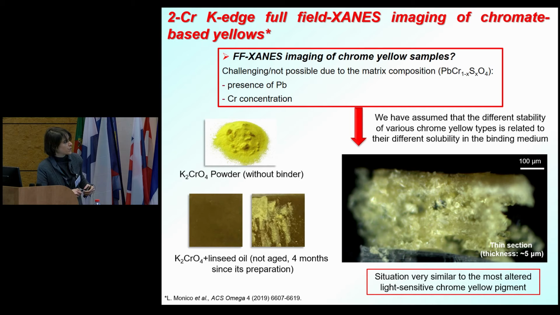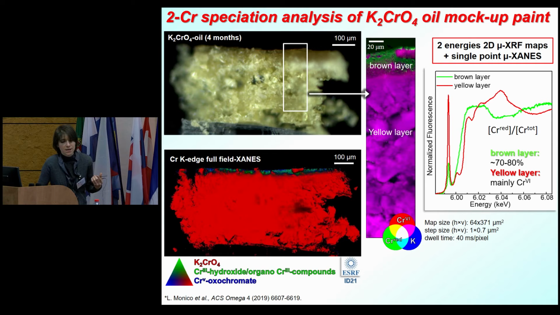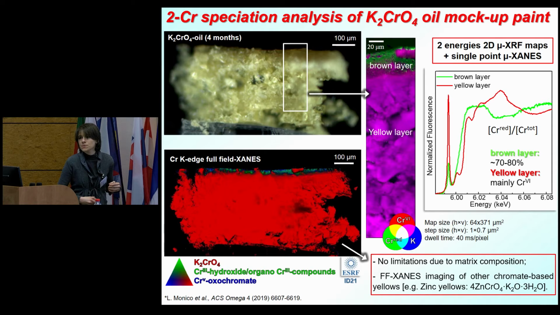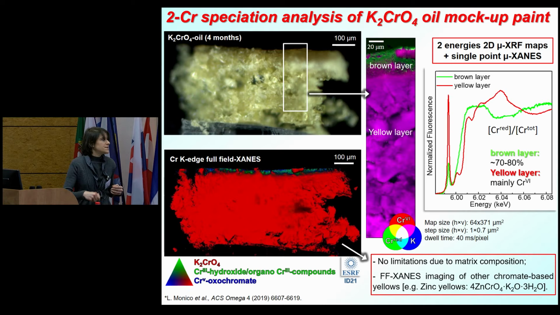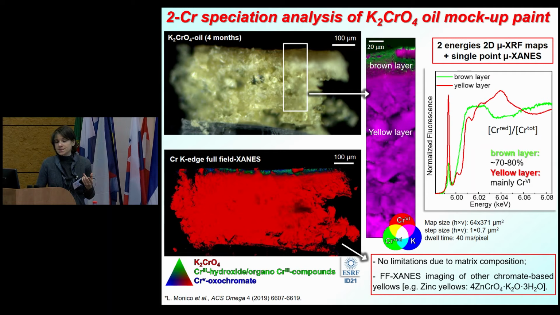What can we do with the full field? Here, the full field works very well. You can clearly see that in correspondence of the alteration layer, we were able to map the presence of different chromium-reduced compounds, while in the yellow paint, also looking at the single-point XANES spectra, we can clearly see mainly the presence of chromium 6 species. So what we can conclude is that in this case, we don't have limitations in terms of matrix composition. And these results also open the possibility to evaluate the application of this kind of investigation to other chromate-based yellows that we know to be quite unstable, like for example the zinc yellow, which has a composition where no lead is present.